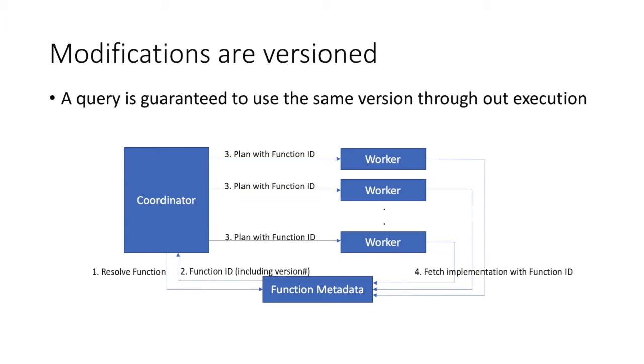How we do this is we make sure that we only resolve a function once, when we are parsing the query on the coordinator. And once the function is resolved, it resolves to a version of the function. So this function ID would include a version number. This information would be passed to all workers, and workers will use this function ID to retrieve the function implementation. That way we make sure that all the workers are using the same version of the function when running a single query.